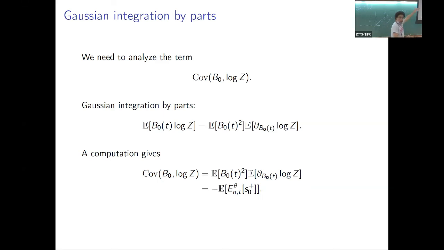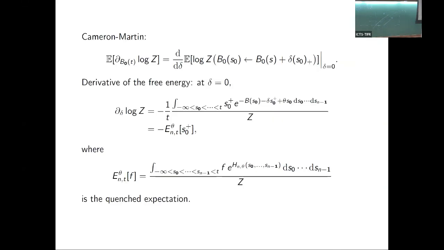But why do you get this? Well, that's just Gaussian integration by parts. When we want to take a functional derivative with respect to B_0(t), we can use the Cameron-Martin theorem and turn this into a Cameron-Martin derivative, which means adding a shift to the drift of the Brownian motion. And you may be wondering, why does the positive part appear? Why is it the positive part, not just the quantity itself?